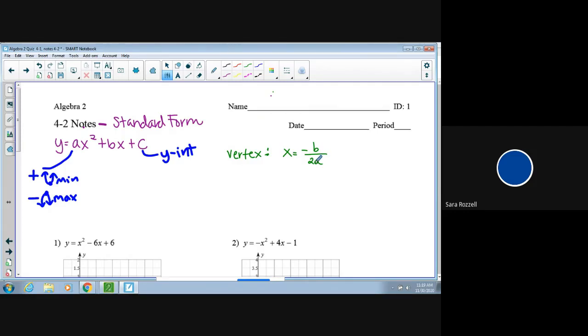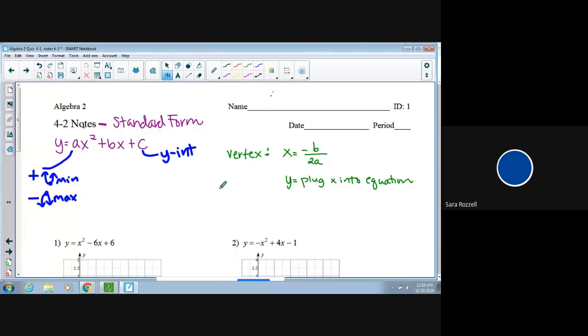So once we know what the x value is, to figure out what our y value is, we have to plug the x into our original problem. So for the x of the vertex, we use this formula, and to find the y, you're going to plug in whatever you get into your equation. So we do the formula for the x, and then we plug that in to get the y value. That's how we find our vertex.